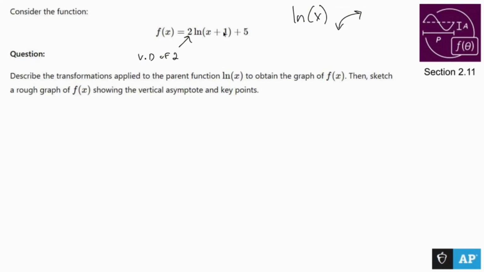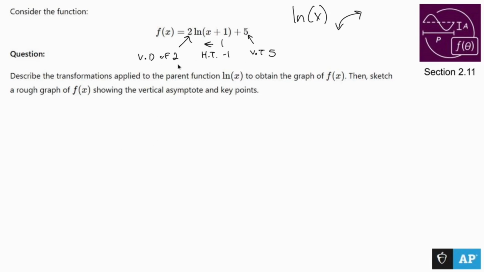When you add 1 inside of the parentheses with x, you are actually moving left 1. So we will call that a horizontal translation of -1, because we're moving left 1. When you add 5 on the outside, you're just shifting up 5. So that's a vertical translation of 5 because you're moving up 5.